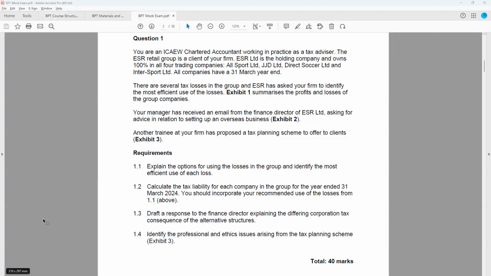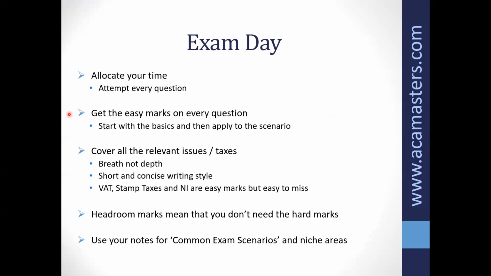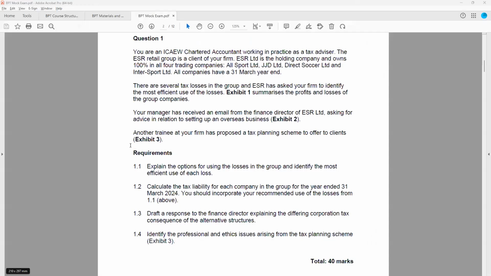Now, the reason that's really important is because that will enable you to get the easy marks on every question. If you think about it like this, each requirement will generally have some easy marks, some medium marks, and some hard marks. So obviously a good exam strategy is to make sure you attempt every part and get the easy and the medium marks. Don't spend all your time here trying to get everything exactly correct so that you run out of time and don't answer these parts, because those final points you're trying to get are likely to be very hard marks, very technical, possibly niche areas, whereas actually there'll be some easy and medium marks here.